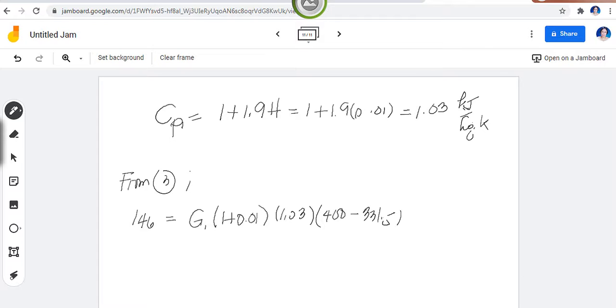So in this case, you'll be getting a G1, the mass flow rate of air, which is 2.07 kilogram per second. Now, this G1 is the total air, meaning the dry air plus the moisture that it contains. Now, we only want the dry air, and that is the G.